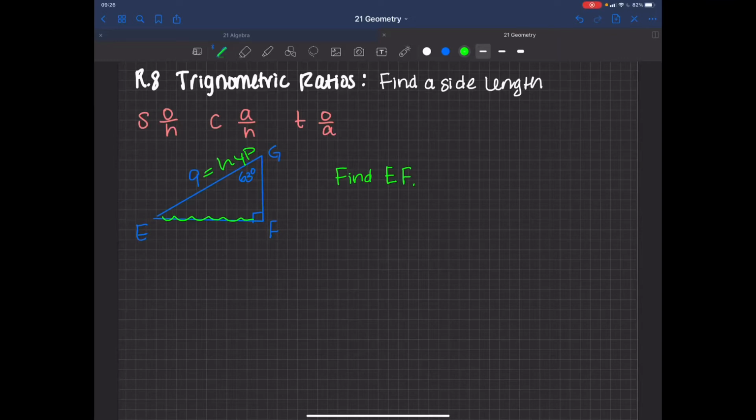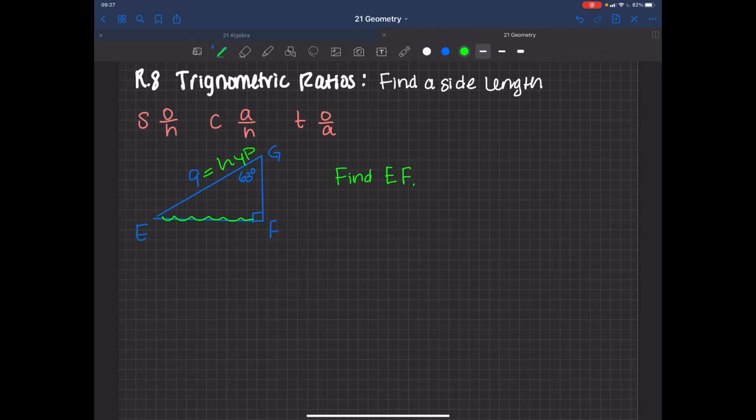Ratios, we're going to find a side length. We want to continue to use the mnemonic SOHCAHTOA. So in this case, we're given EFG, a right triangle, and we know that 9 is the hypotenuse and 63 is the angle opposite EF, which is what we're trying to find. So I know that I'm going to be using sine.